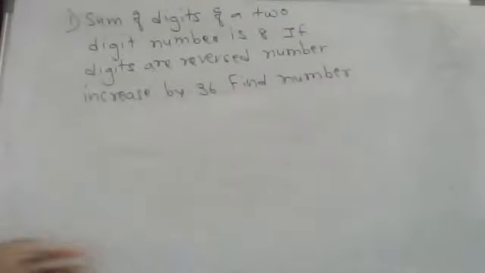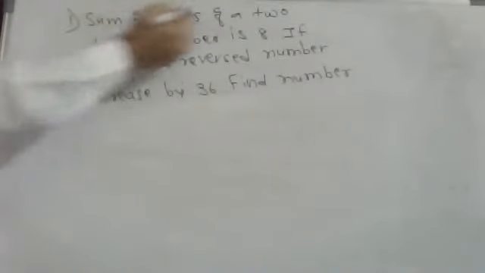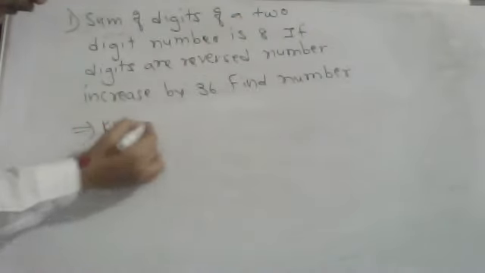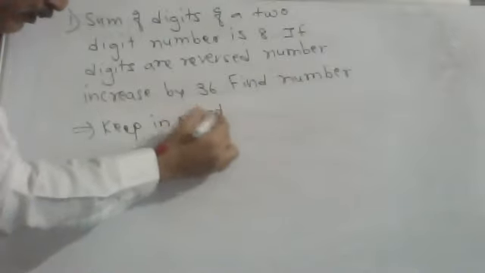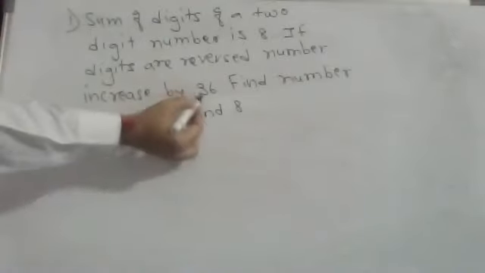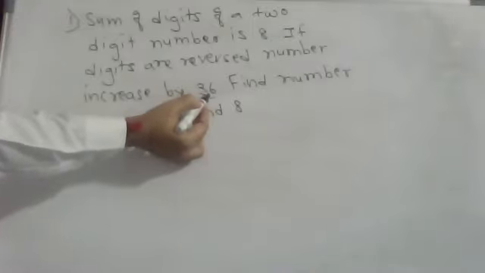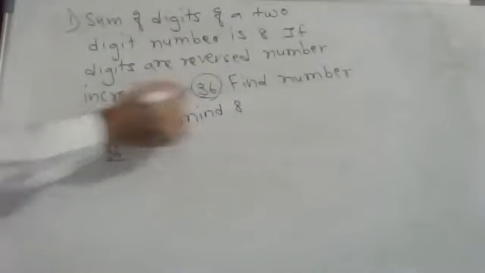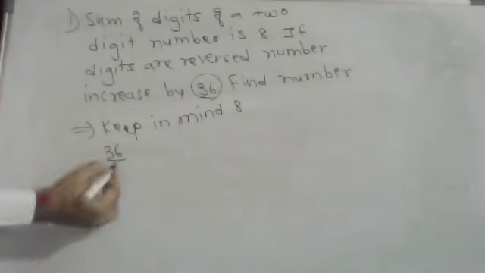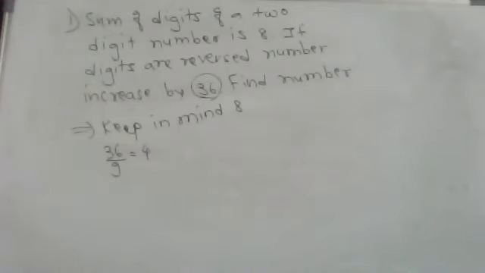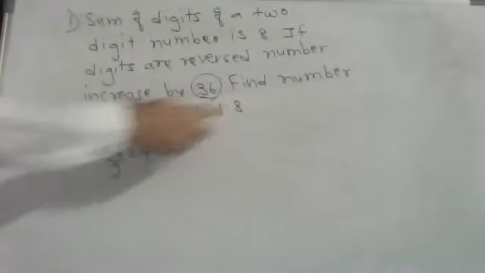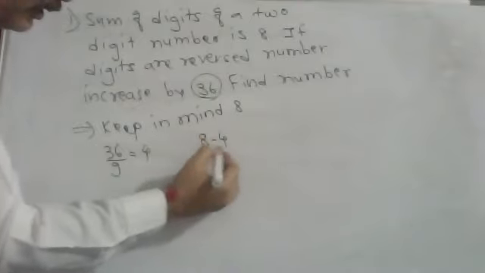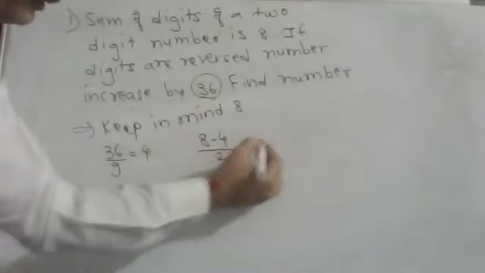Now, how to solve this quickly? Sum of digits of a two-digit number is 8. Keep in mind 8. Number increased or decreased by 36. Divide this 36 always by 9. It is 4. 8 minus 4 is 4. Always divide by 2. You will get a digit 2.